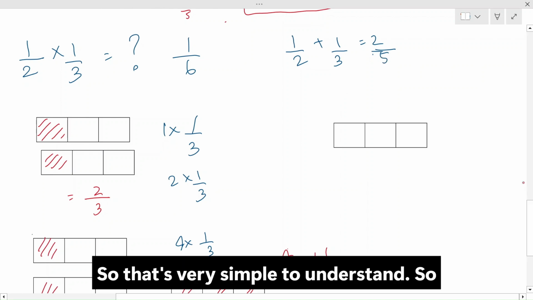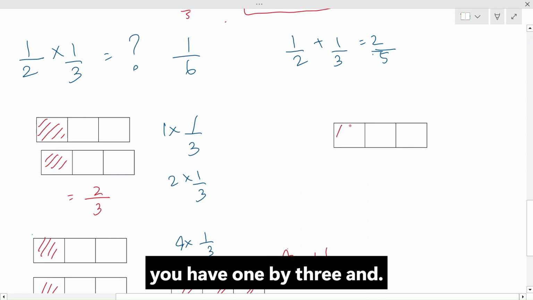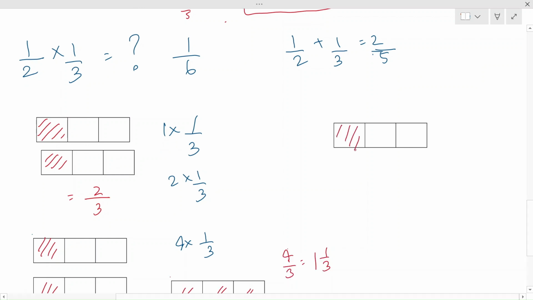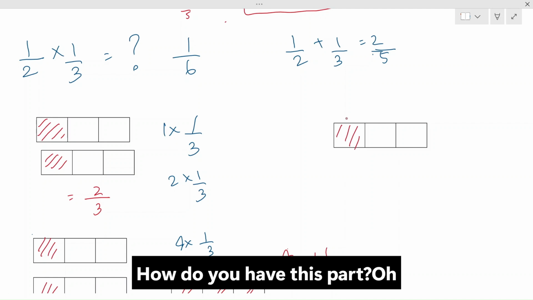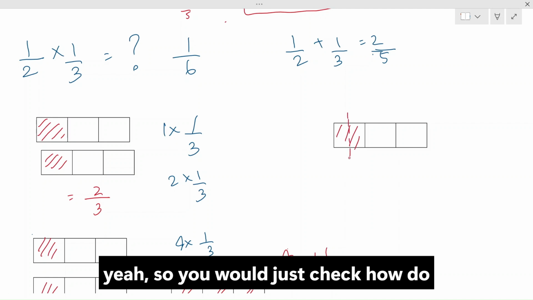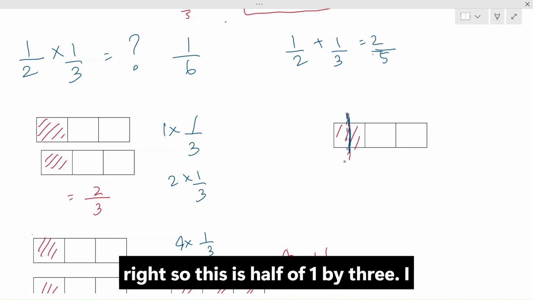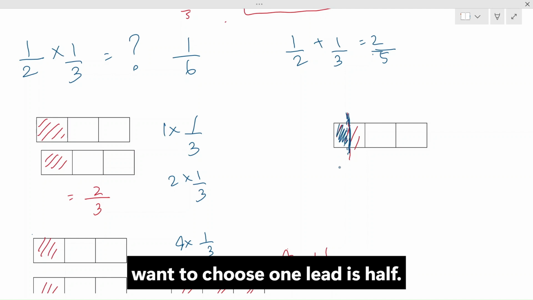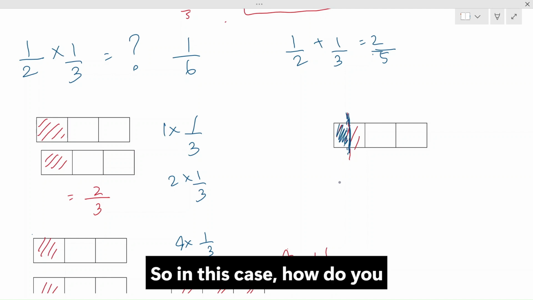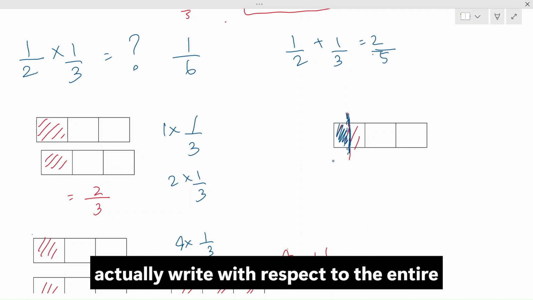So that's very simple to understand. So you have 1 by 3 and how do you half this part? Oh yeah, so you would just check how you draw this half line here, right? So this is half of 1 by 3. I want to choose only this half. So in this case, how do you actually write it with respect to the entire whole?